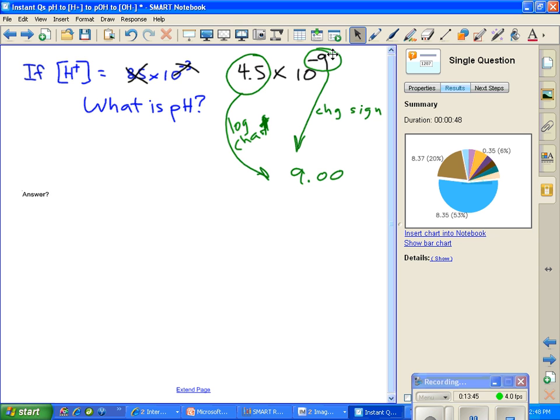So the log of 4.5 would be about halfway between 60 and 70. Let's call it our 0.6 and 0.7. So let's call that 0.65. So we're going to subtract the 0.65, and now we have this as a log, and we have this as a log. Originally, they came from the numbers that were in the concentration. So as we subtract out, we get 8.35. So the 8.35 that I see here and the 8.37, you're just fine.